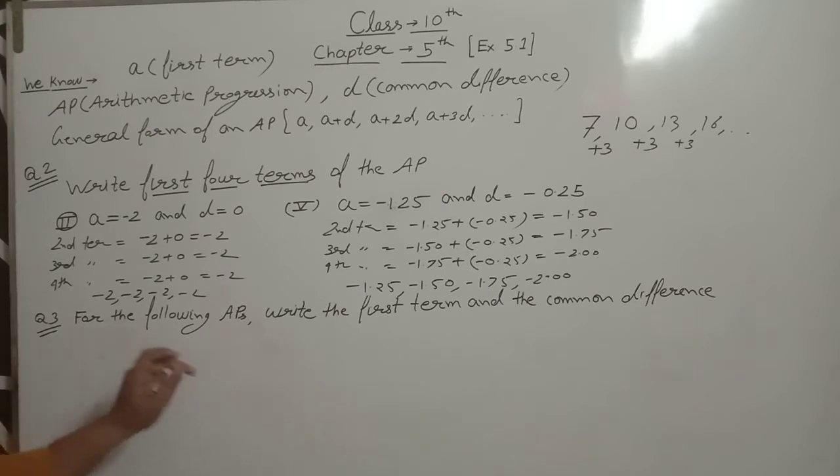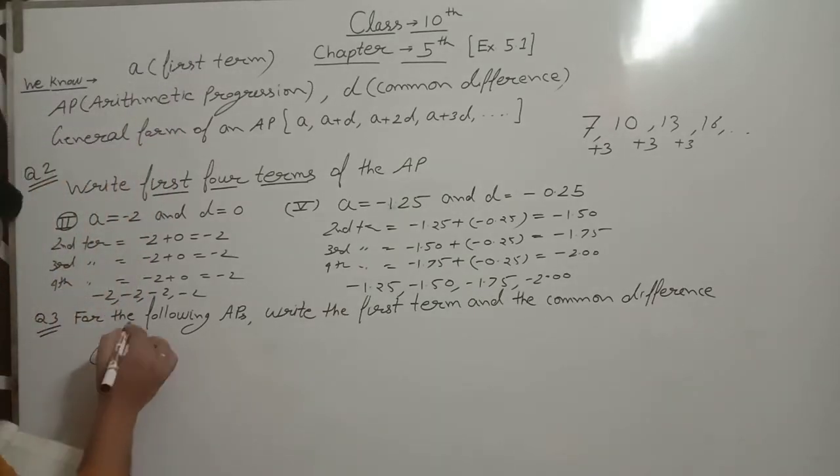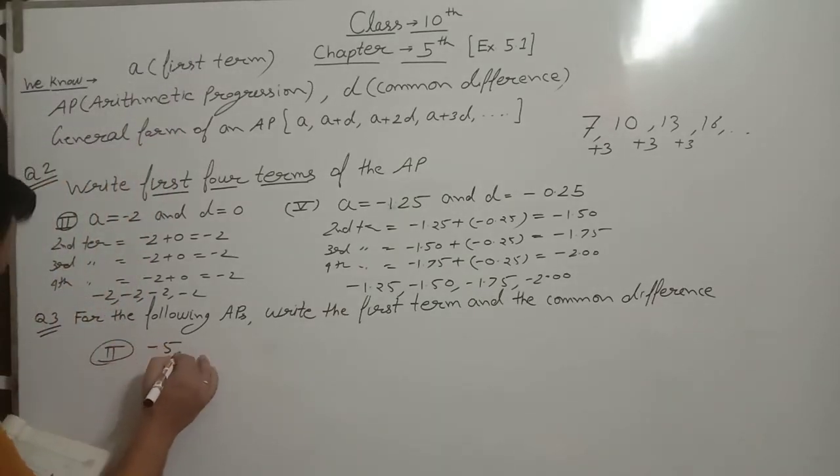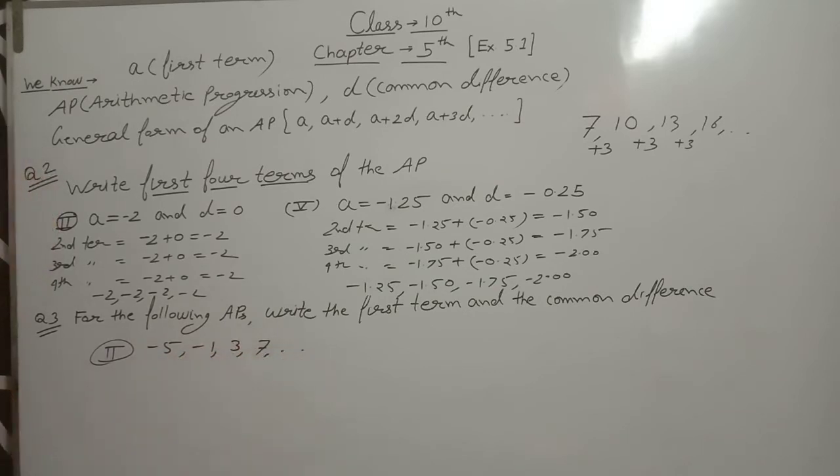Now question number 3. For the following APs, write the first 4 terms and the common difference. In the question, APs are given. Suppose we note the second part. In the second part, the AP is -5, -1, 3, 7 and so on. The first term is obviously -5 and we have to write the common difference.